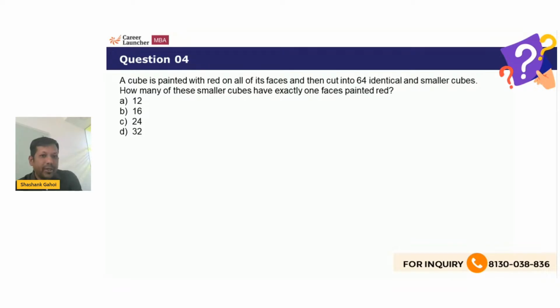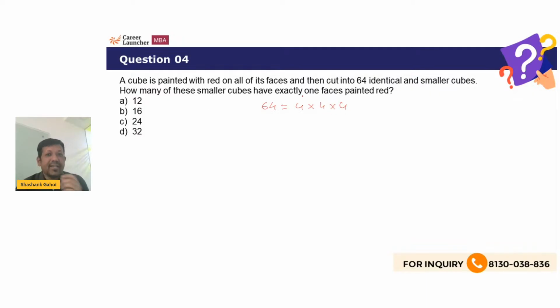A cube is painted with red on all of its faces, then cut into 64 identical smaller cubes. How many of these smaller cubes are going to have exactly one face painted? So basically how many cubes did we get? 64. So what can I write 64 as? 64 can be written as 4 into 4 into 4.